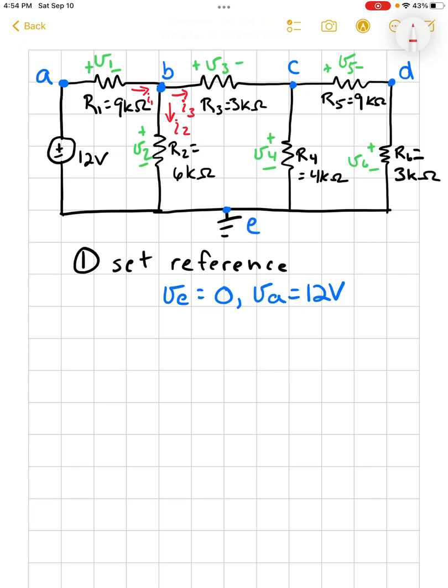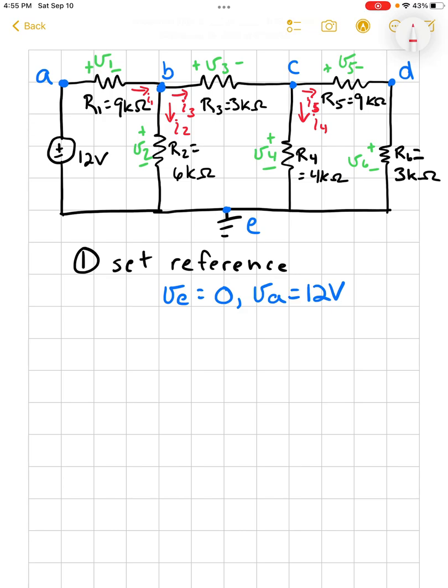I3 is going to pass through resistor 3 into node C, and at that point, it is going to split. We'll call this I4 and this I5. I'm not going to do the same thing at node D, because I5 is going to pass into node D, and then it has to pass through resistor 6. Because node D is only connected to 2 components, whatever goes into it has to be the same thing that comes out of it. So we don't need to worry about creating separate currents for node D.